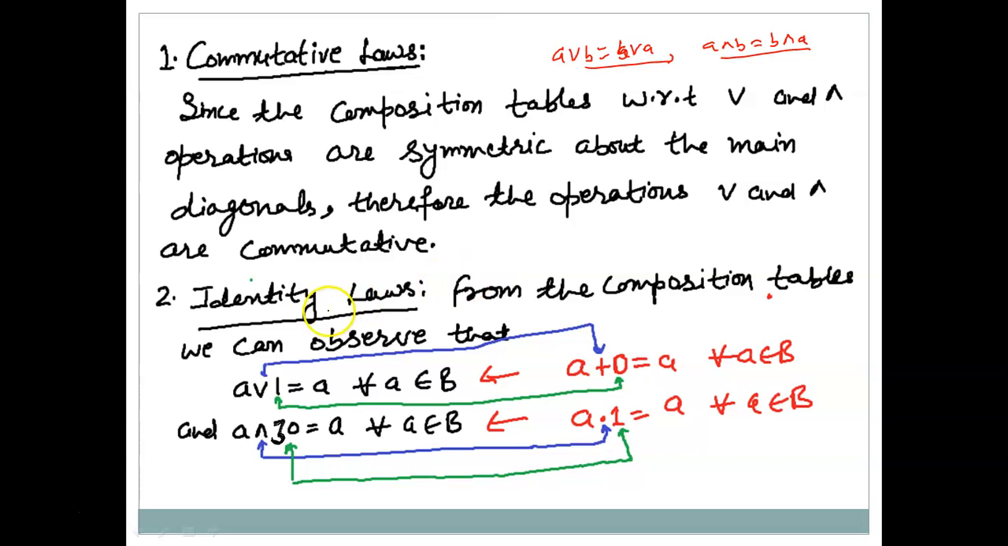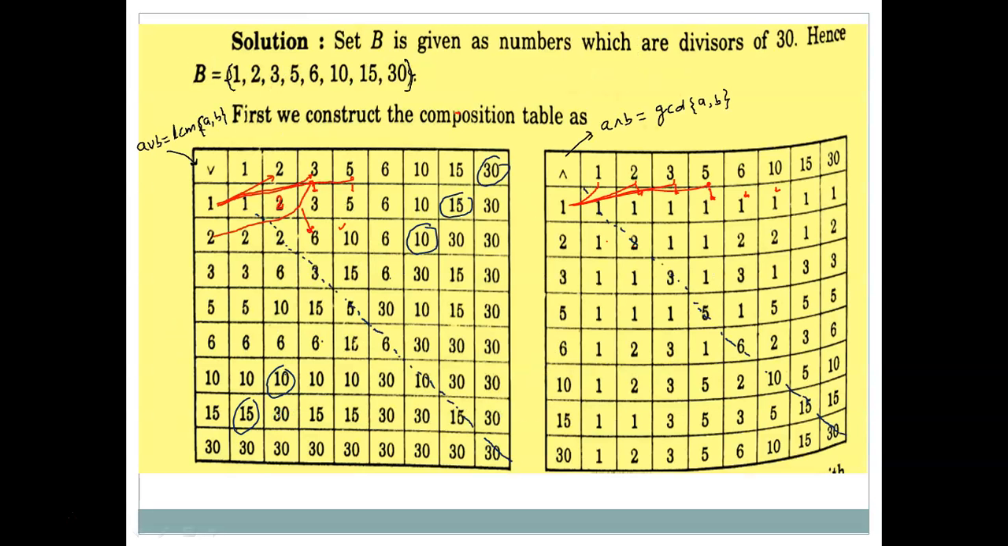Now from the composition tables, we can observe that if you are taking join of 1 with any element of the set, you are getting the same element. And if you are taking the meet of any element with 30, you are getting A. So let us again look back. If you are taking join of any element with 1, you are getting the same element. This is clear from this row. 1 join 1 is 1, 1 join 2 is 2, 1 join 3.